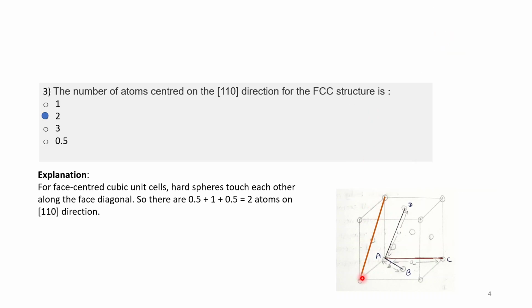In this case, this face diagonal has 3 atoms sitting on it. The corner atoms are shared half, and the center atom is counted as a whole. So the addition will be 1 plus 0.5 plus 0.5, so there will be 2 atoms sitting on the 110 direction. In case of face centered cubic unit cells, hard spheres touch each other along the face diagonal. So you can calculate the packing fraction as well, and there will be 2 atoms in this direction.